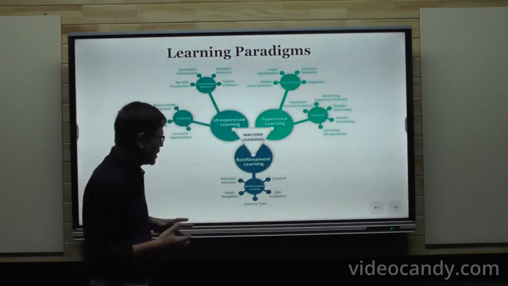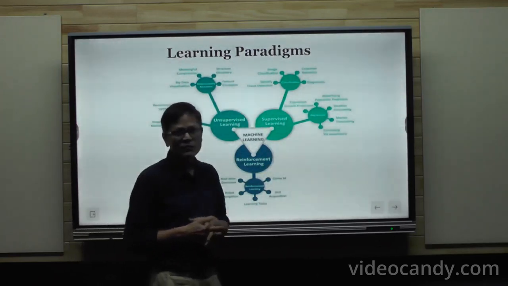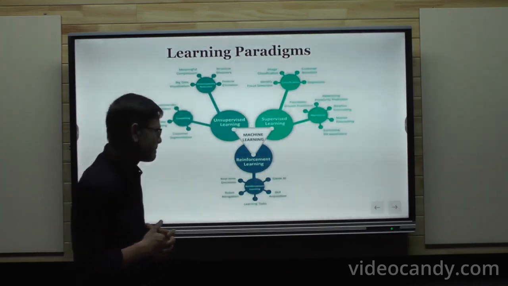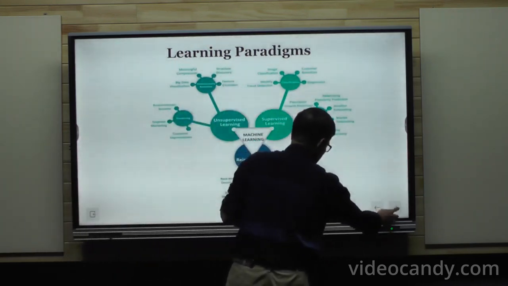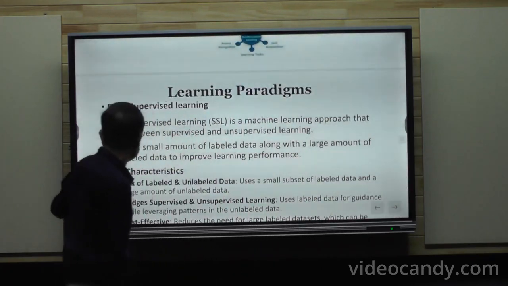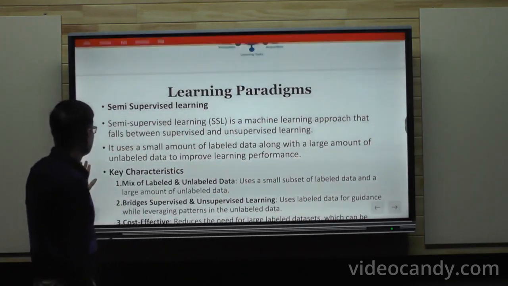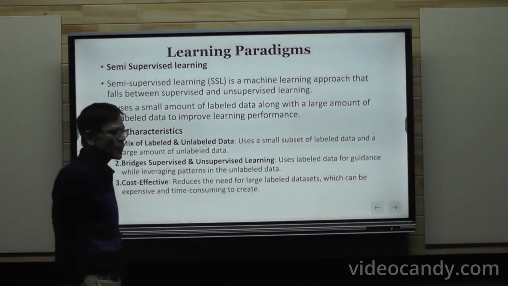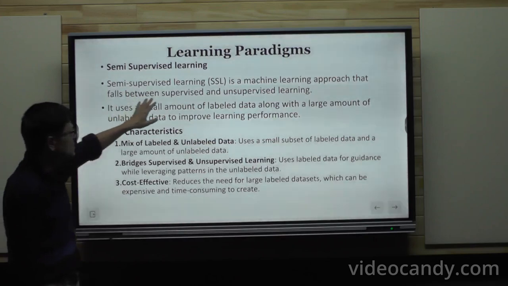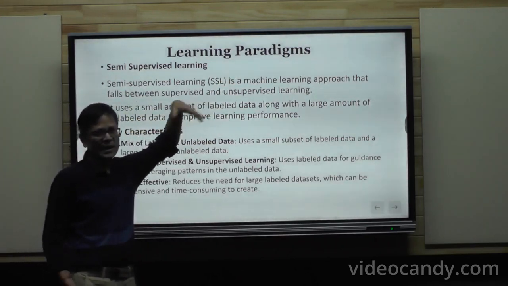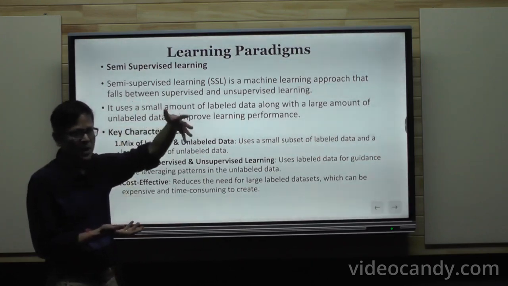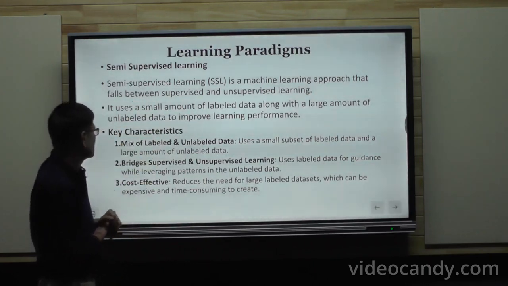And divisions. Now we will take the leftover topic, semi-supervised learning. So you see that semi-supervised learning is a machine learning approach that falls between supervised and unsupervised. That is, it is a hybrid of supervised and unsupervised learning.